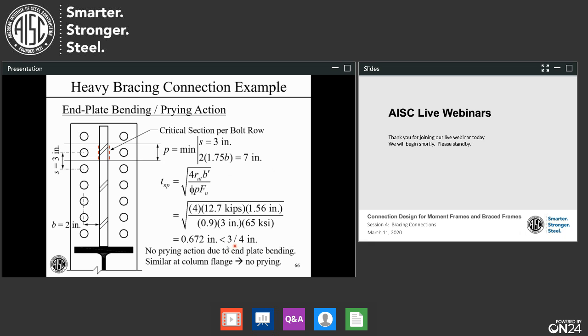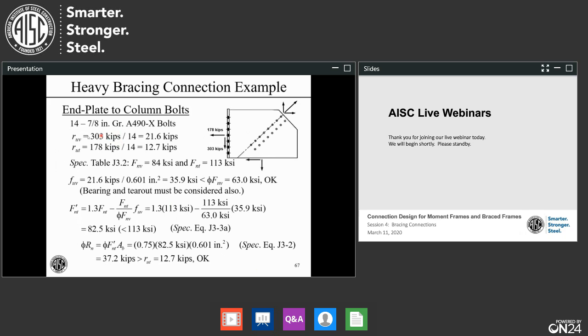Now we're not finished though, we've got to check the column too. At the column flange, run through the same calculations, it's okay also. The end plate's thick enough and the column flange is thick enough, so there is no prying action. So our assumptions are okay so far.